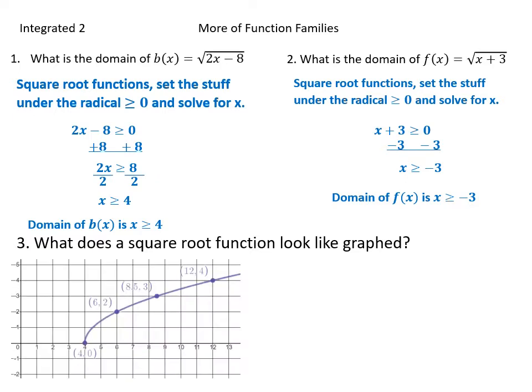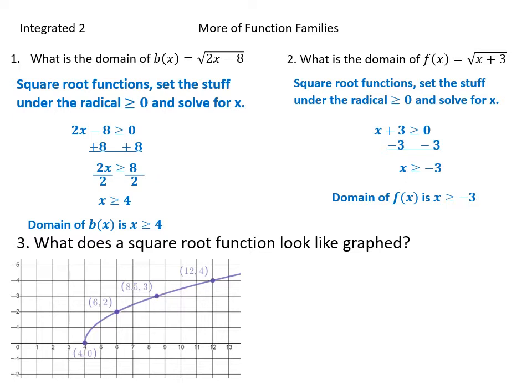So on the first one, square root of the quantity 2x minus 8, we know we can plug in 4. I wish I had my laser pointer on this one, but we've got 4. If I plug it into the function, 2 times 4 is 8. 8 minus 8 is 0, square root of 0 is 0. And so we got that first point at 4, 0.